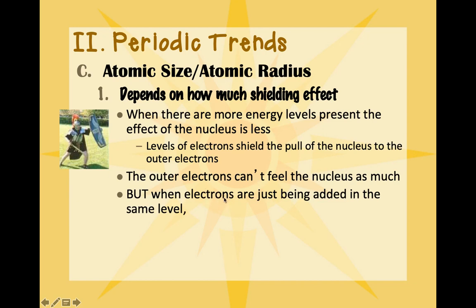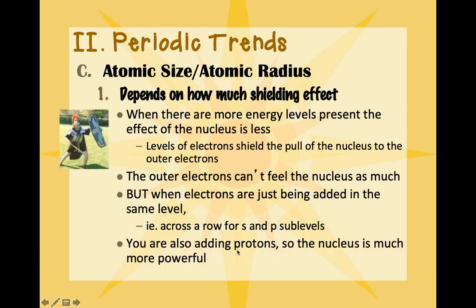But when electrons are just being added in the same level, so think about going across the periodic table in an S sublevel or a P sublevel, you're not adding any energy levels, you're just adding to the same level, but you are also adding protons. So the nucleus is getting much more powerful, but the electrons on the outside are just staying in the same level. So again, that powerful nucleus is getting more and more powerful, at the same distance, so it can pull on those electrons a lot.